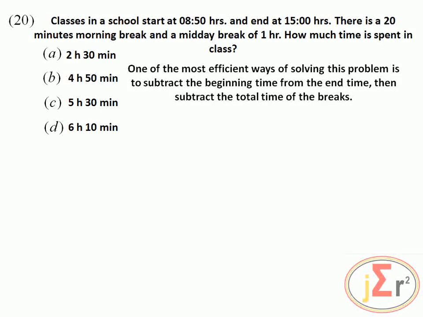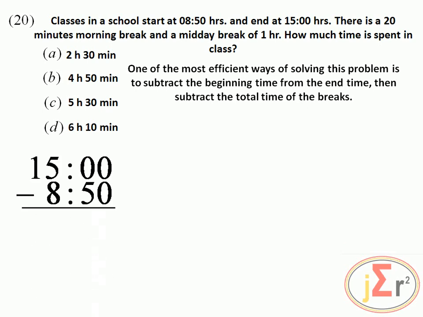One of the most efficient ways of solving this problem is to subtract the beginning time from the end time. Then, of course, going straight ahead to subtract the total time of the breaks. So we are going to subtract the beginning time from the end time, and then go straight ahead to subtract the total time for the breaks, and we will get the answer, no doubt. So we have the beginning time and the end time. So we are going to subtract.